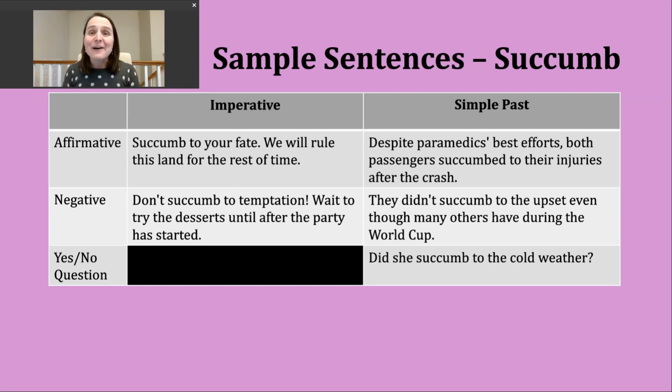Okay. Now, let's look at making a negative imperative sentence. To do this, we can start with do not and then the base verb.